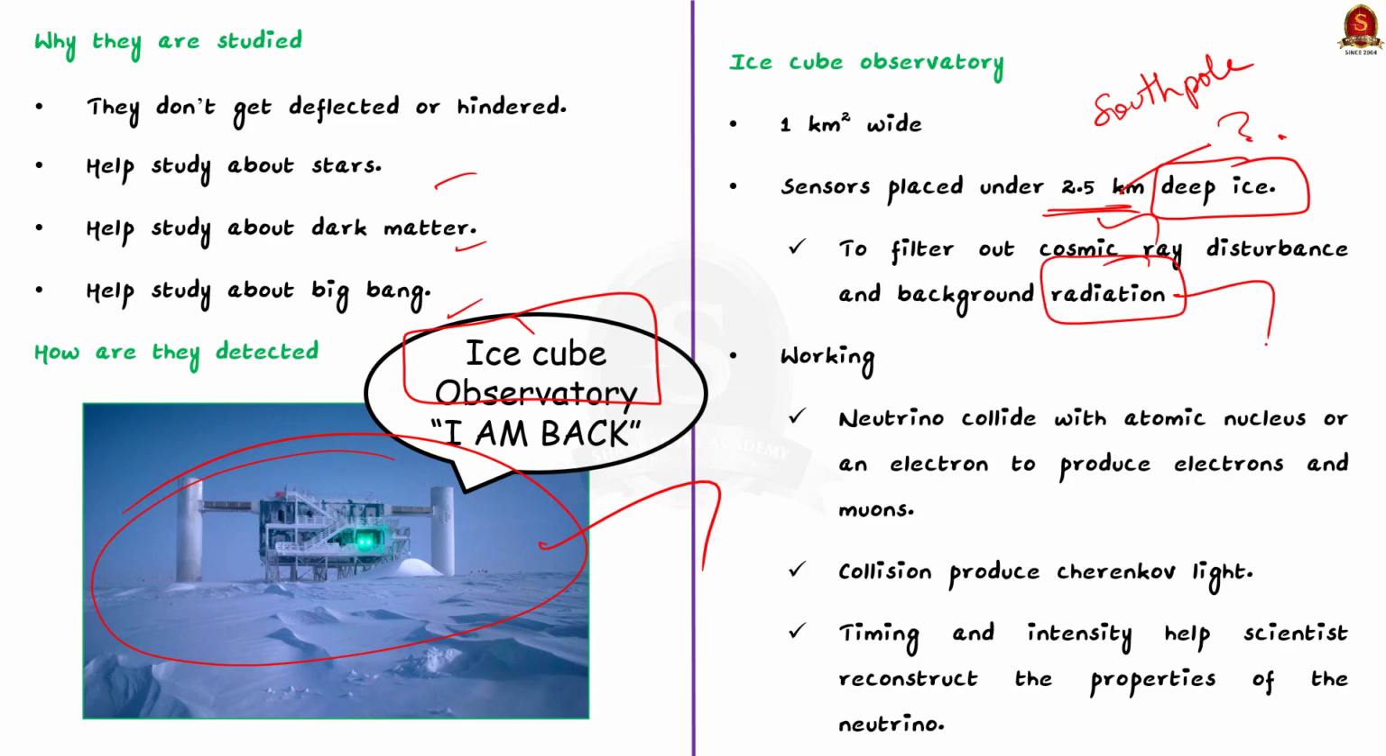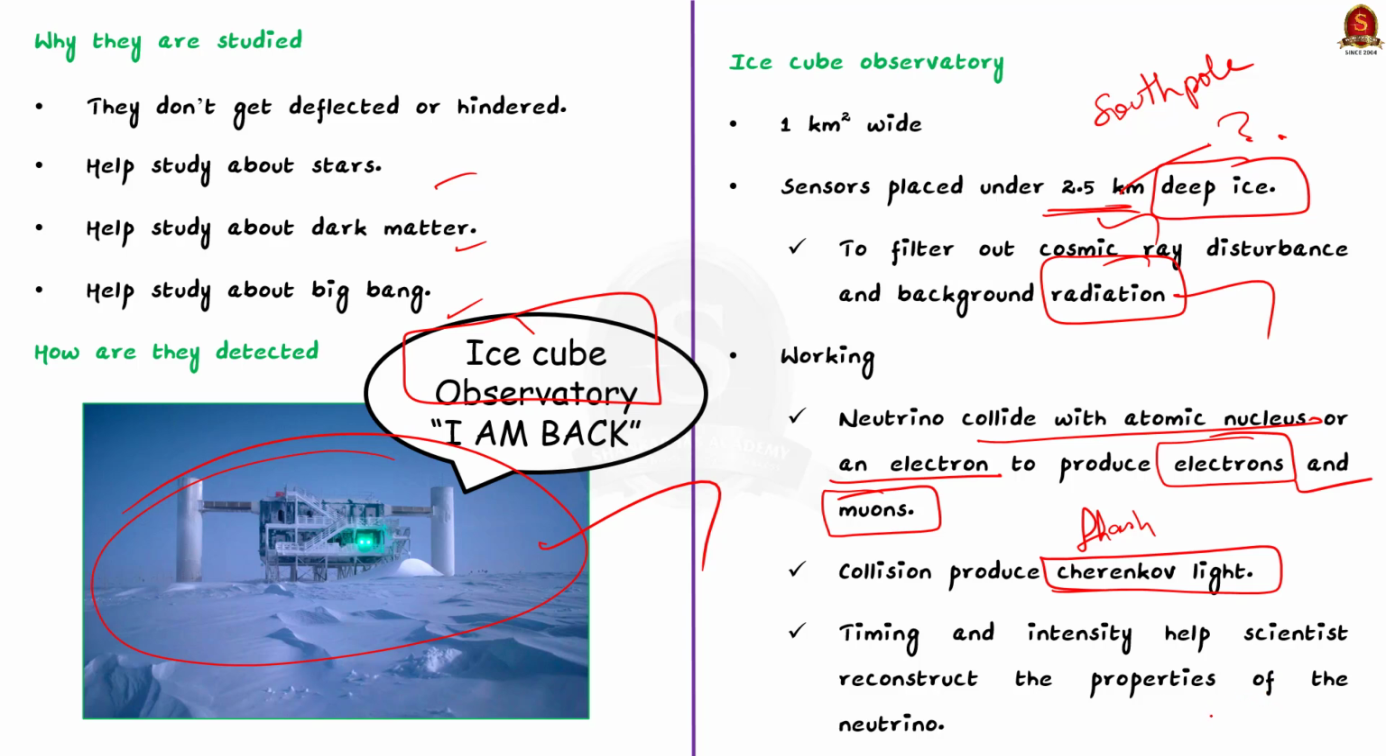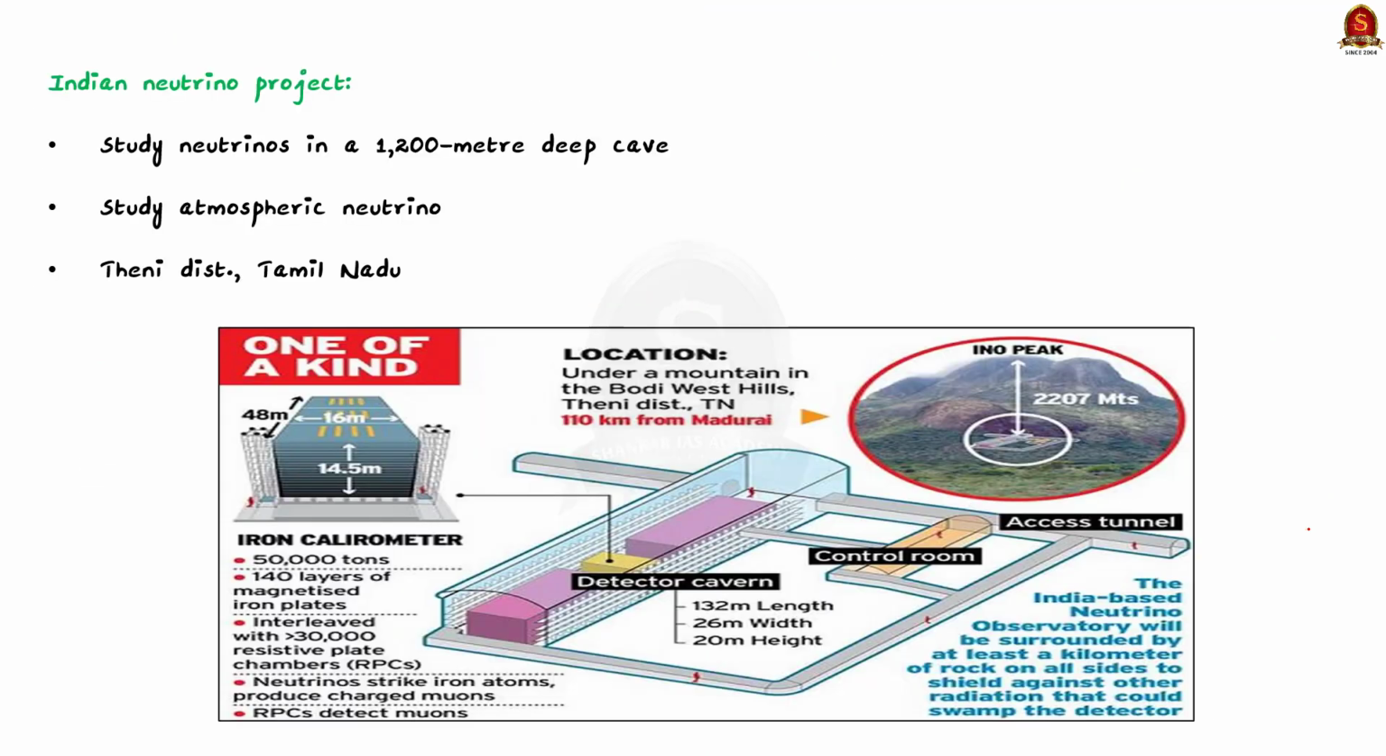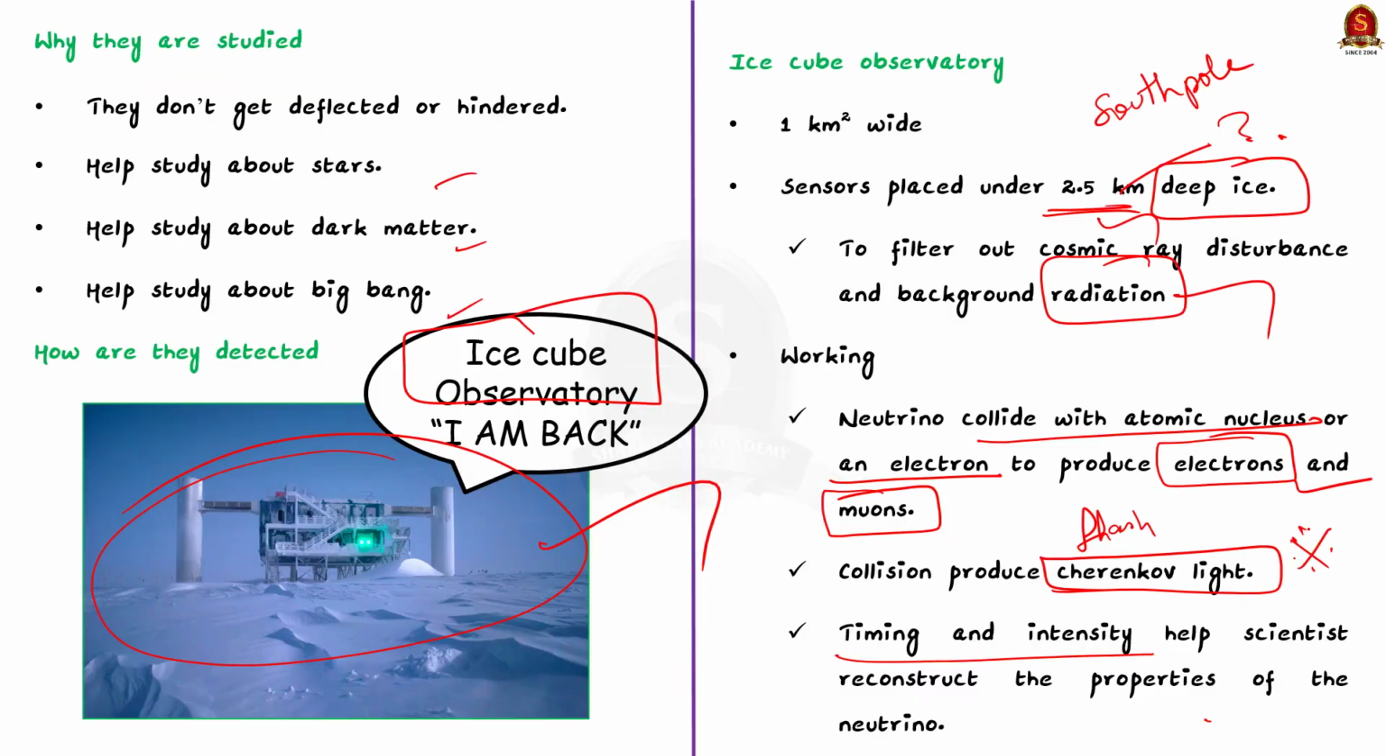Now, how does this observatory work? When a neutrino passes through the ice, there is a small chance it will collide with an atomic nucleus or an electron in the ice. This collision produces other particles, including charged particles like electrons and muons. This collision creates a flash of light called Cherenkov light. The IceCube Observatory's detectors sense the Cherenkov light by carefully measuring the timing and intensity of light signals recorded. With this, scientists can reconstruct the path and properties of neutrinos that triggered the signal. This information helps in determining the energy, direction, and types of the detected neutrinos.